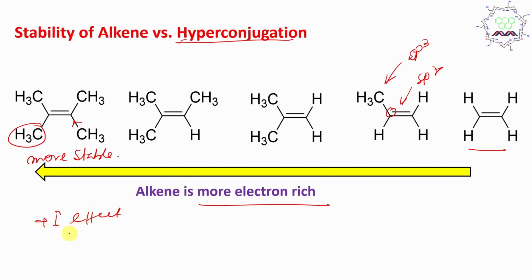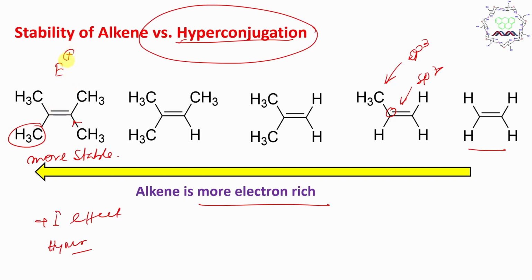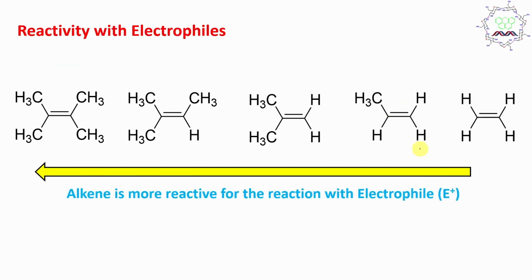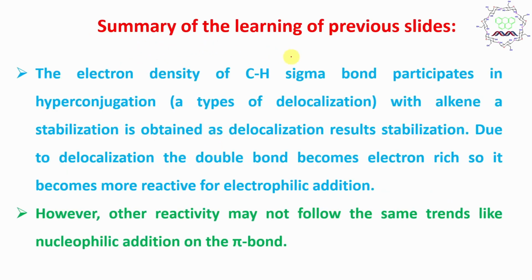Now let's go. So plus I effect is possible, one thing through the sigma bond, and another thing is hyperconjugation. So because of this hyperconjugation, this alkene became more electron rich. So if this alkene became more electron rich, then obviously it can react preferentially with an electron deficient molecule like an electrophile. Agree? So that is actually the story here. You can see the reactivity of alkene increases towards electrophile due to electron richness, and that electron richness arises because of this hyperconjugation.